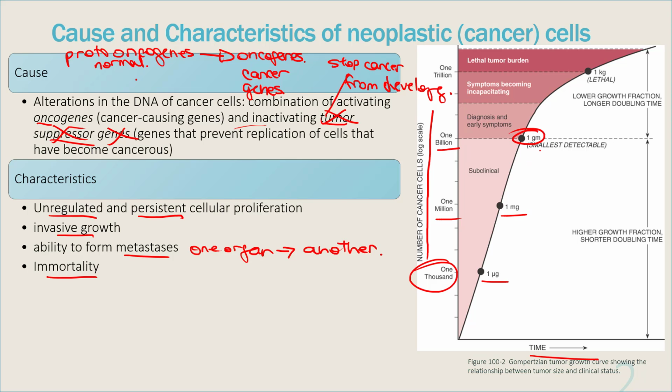Now, a 1 gram weight of cancer is the smallest detectable mass of cancer, and anything below 1 gram or below 1 billion cells is subclinical. So it has no obvious signs and symptoms, and it only starts becoming obvious in terms of early symptoms above this 1 gram, right? And this is where diagnosis happens. The difference between 1 gram and 1 kilo, where it actually becomes lethal, is the difference between 1 billion cells and 1 trillion cells.